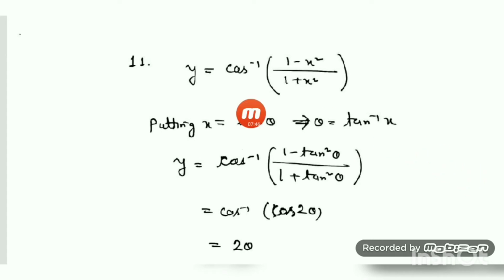Now go to the next question, number 11. y is cos inverse of (1 minus x square) by (1 plus x square). If you remember, this is the formula of 2 tan inverse of x in terms of cos.